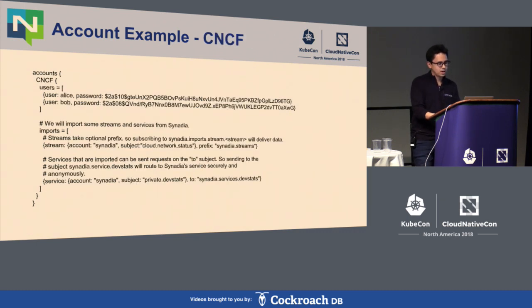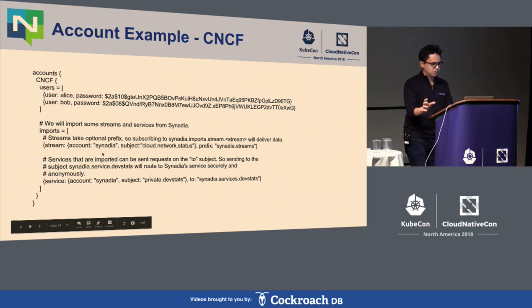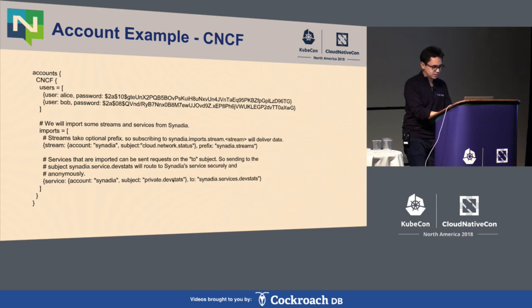Then there is a CNCF account that has a couple of users, Alice and Bob, also with bcrypt passwords. And it is importing from the Synadia account a subject called cloud.networkstatus and is mounting that under the Synadia.streams prefix. So you will have to subscribe to Synadia.streams.cloud.networkstatus to receive the messages. Then there is an import for a service called private.devstats, and it's mounting that on Synadia.services.devstats.